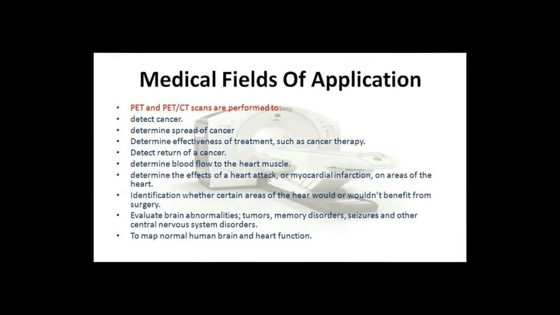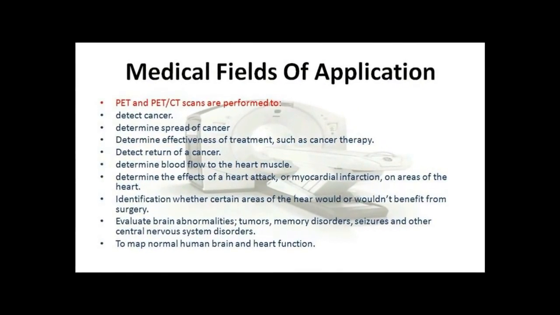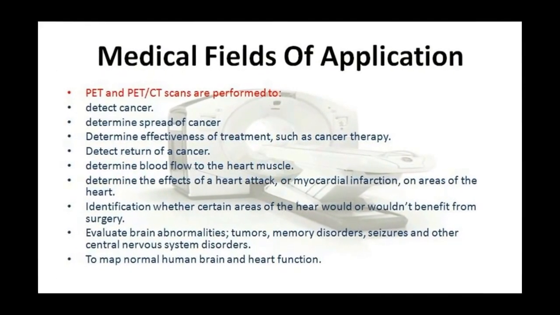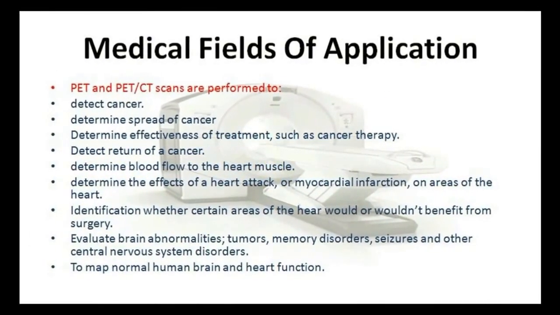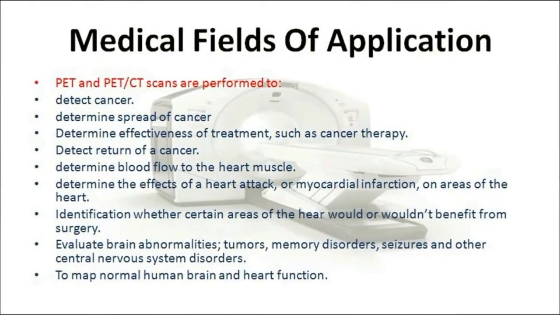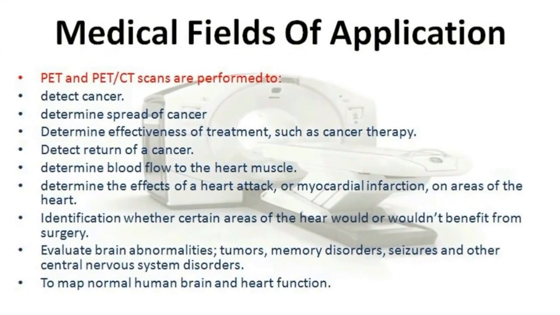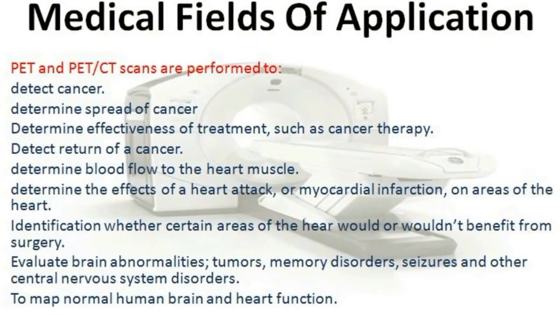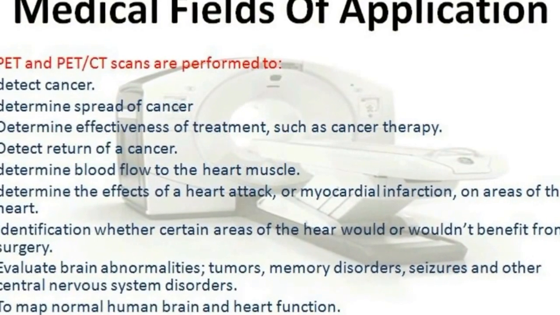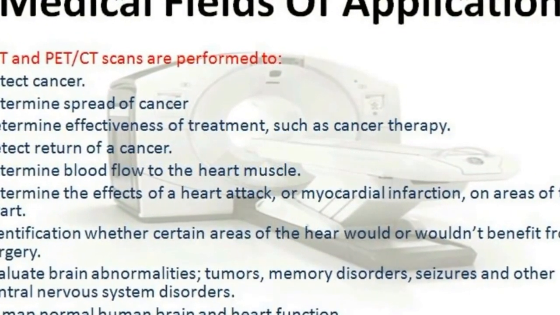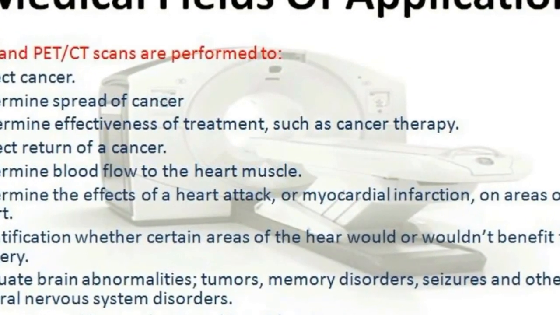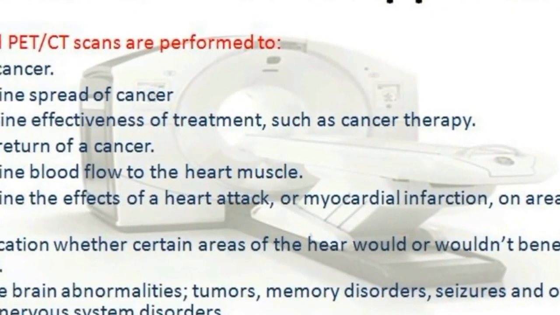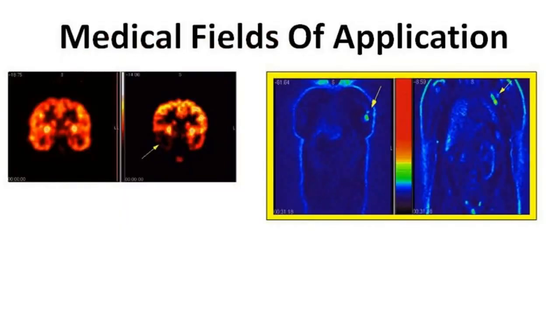Okay, then these are the medical fields of application for a PET scanner: detecting cancer, determining the spread of cancer, the effectiveness of treatment, then the blood flow to the heart muscle, then determining the effect of a heart attack, and then evaluating brain abnormalities such as finding tumors, memory disorders, seizures, and many more, and also to map normal human brain and heart function.